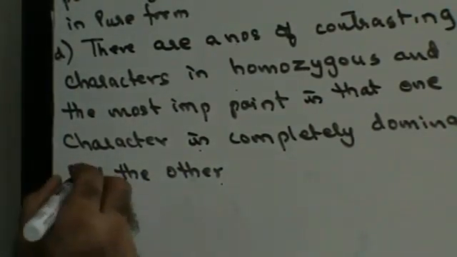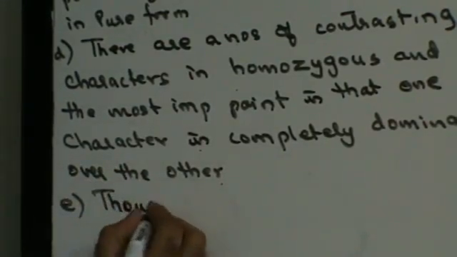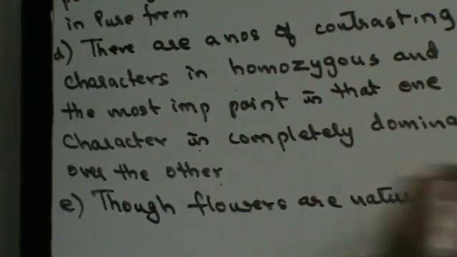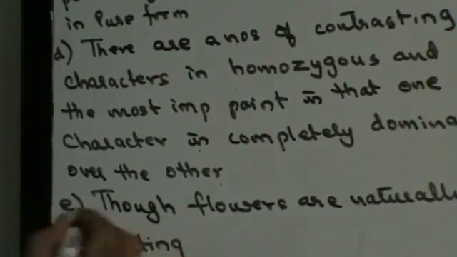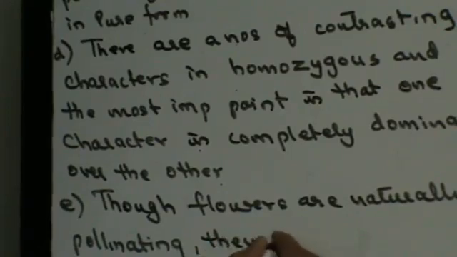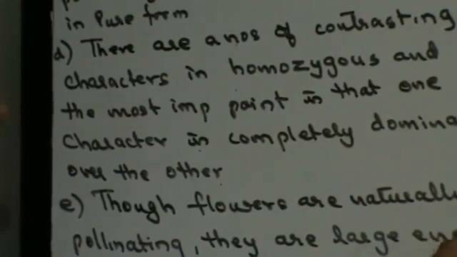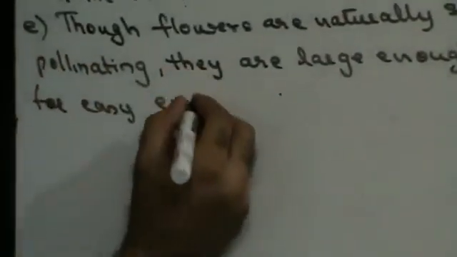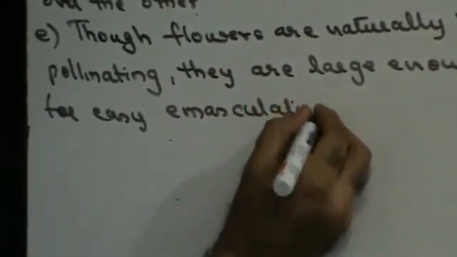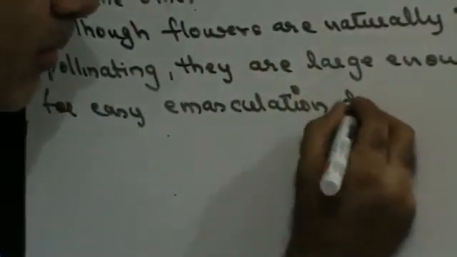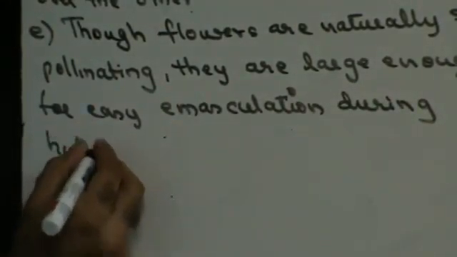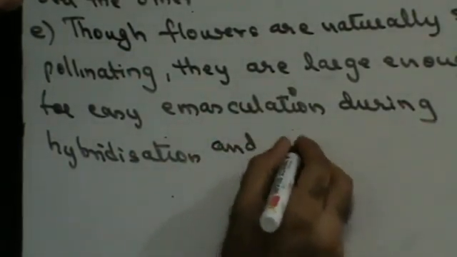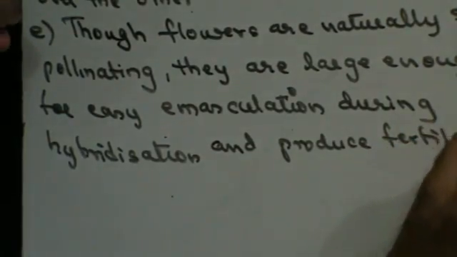Fine. I can say that though flowers are naturally self-pollinating, they are large enough for easy emasculation during hybridization and produce fertile offsprings.